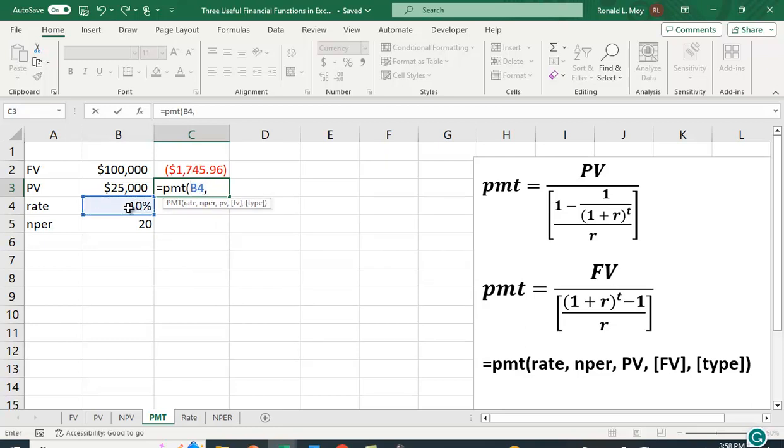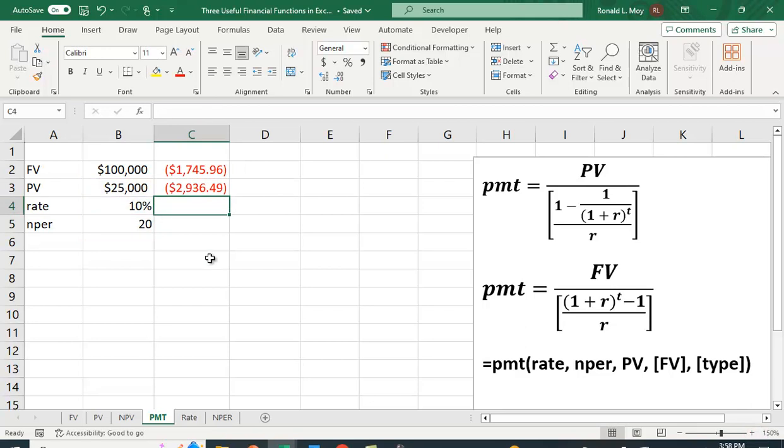10%. Number of periods, 20. Okay. We have a PV here of 25,000. We have no FV, so we can just skip that. We just close up the parentheses. So you can take out $2,936.49 every year over those 20 years.